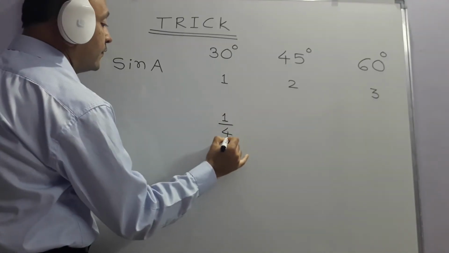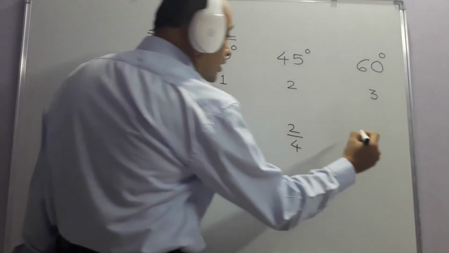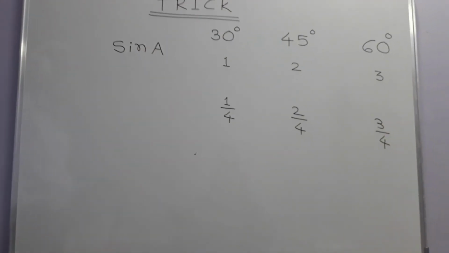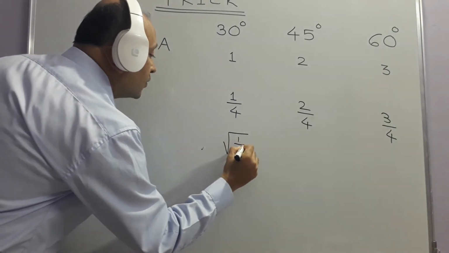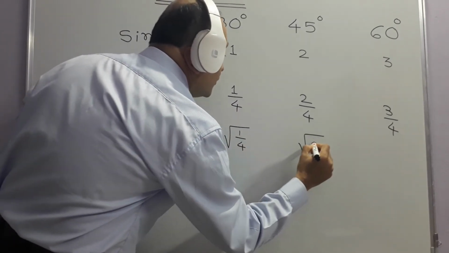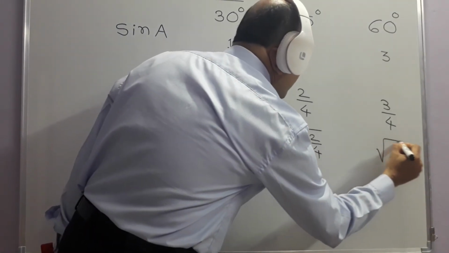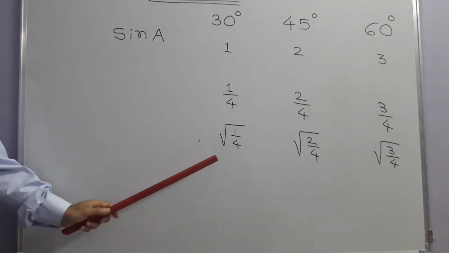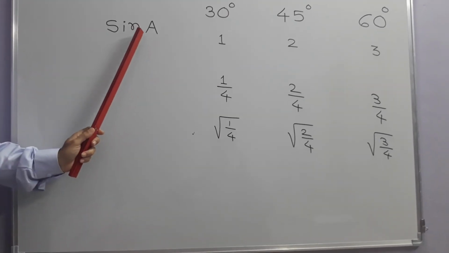So we'll get 1 upon 4, here 2 upon 4, here 3 upon 4. In the third step, take the square root. So square root of 1 upon 4, then square root of 2 upon 4, then square root of 3 upon 4. So find out these values, and these values are the first 3 values for the sine ratio.